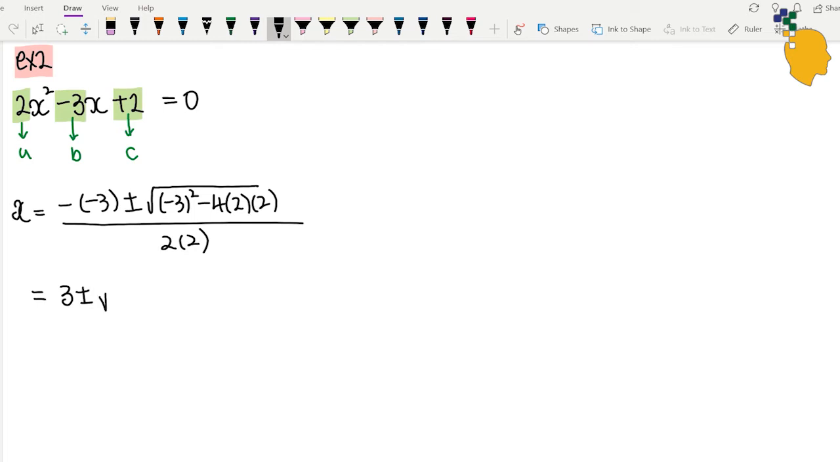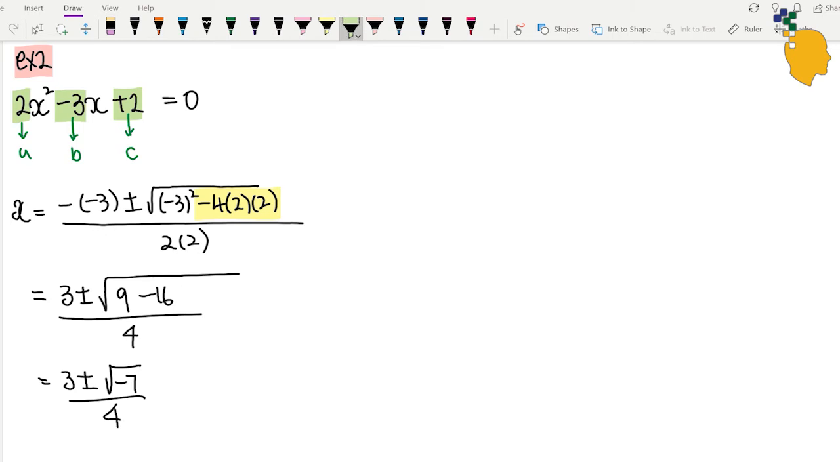So negative 3 becomes positive 3 plus minus root negative 3 squared is 9. Negative 4 times 2 times 2 is negative 16. Over 2 times 2 is 4. If you work out 9 minus 16, it becomes negative 7. In math, it is impossible to have a negative number inside the root. If you have a negative number inside the root, it's called a non-real value. So it's invalid, which means this equation has no solution.